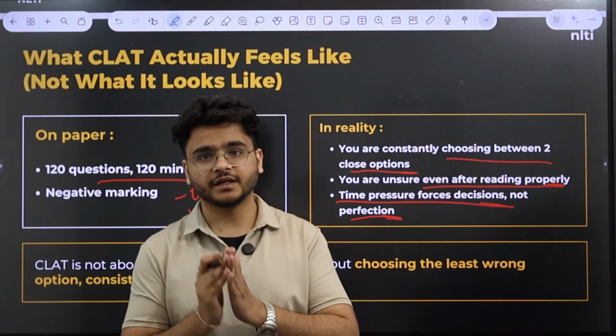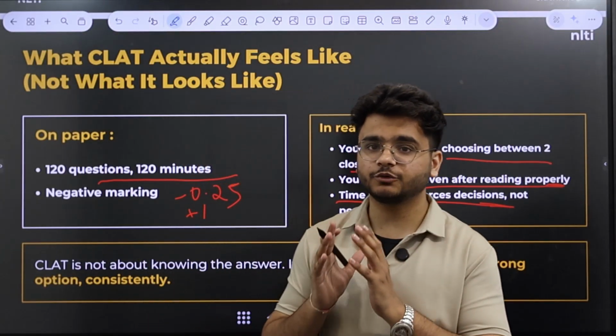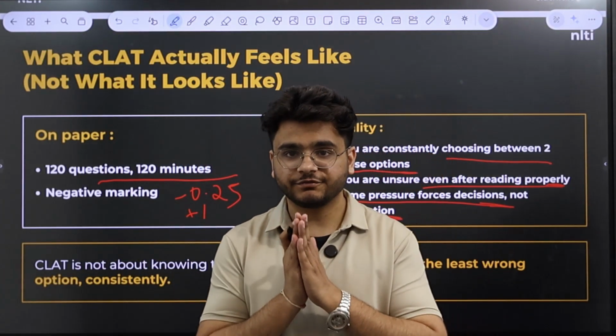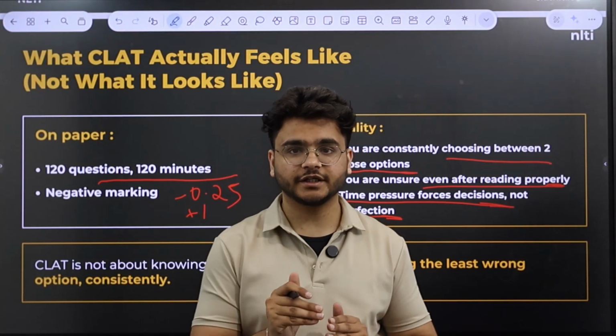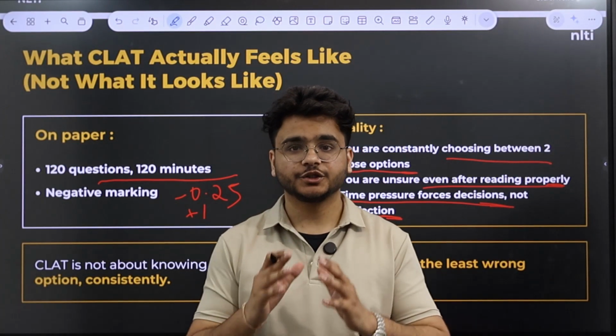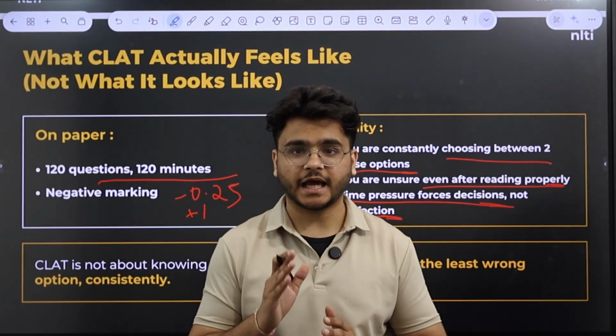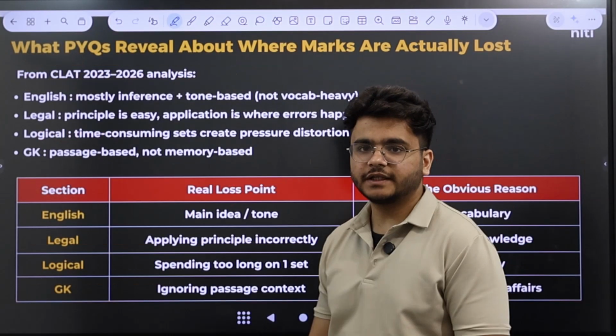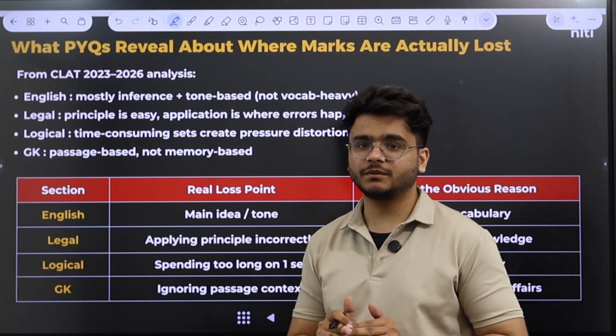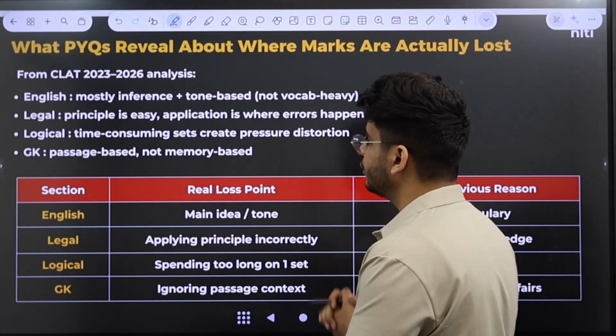So the best way is to give at least 30 to 35 full length mocks before your exam. Plus, those mocks should be in exam conditions. You should be sitting at a desk, you should be there with your OMR, and you should give it in pen paper format only. Now let's just understand where the maximum marks are lost from PYQ point of view.